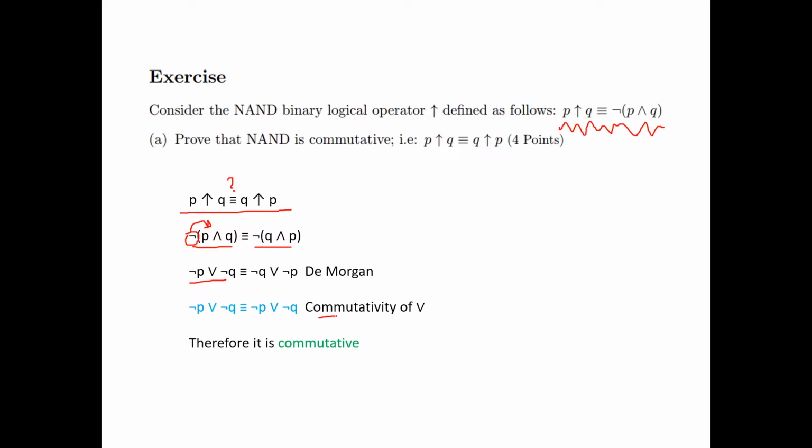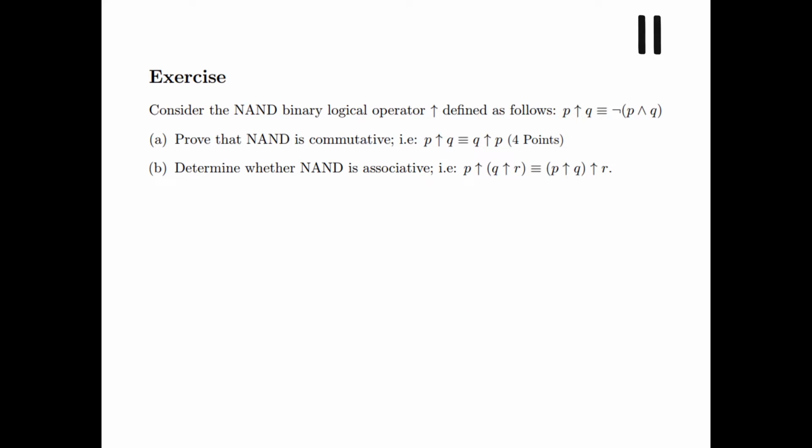We know that OR is commutative. So flip these guys. Not P or not Q. You have the same formula on the left, same formula on the right. So yes, it is equivalent. Therefore, the whole statement is true, meaning NAND is commutative. Okay. Moving on.